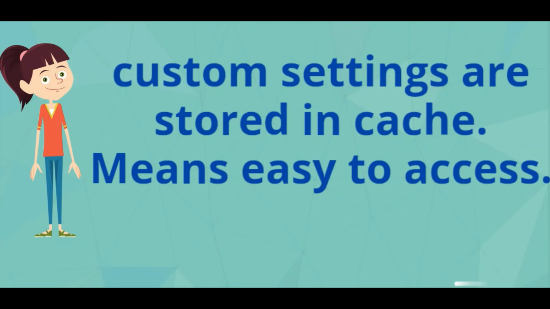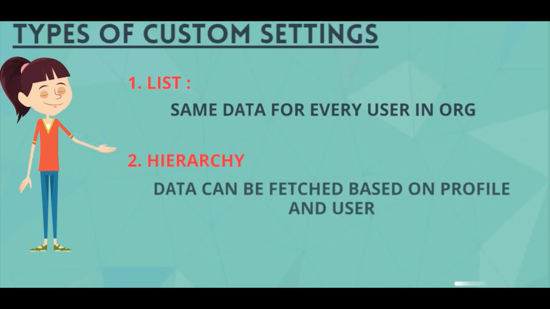Well, from that library analogy, your takeaway should be that custom settings are stored in cache memory, which means easy to access. Now, there are two types of custom settings. One is list custom setting and the second one is hierarchy. So what is this list and hierarchy?